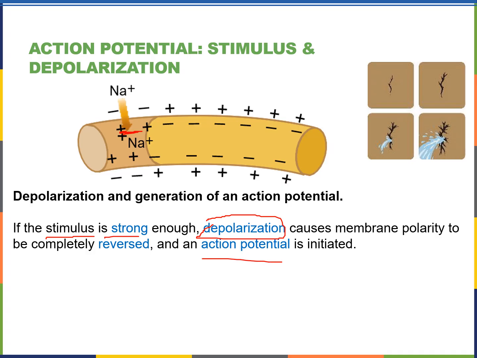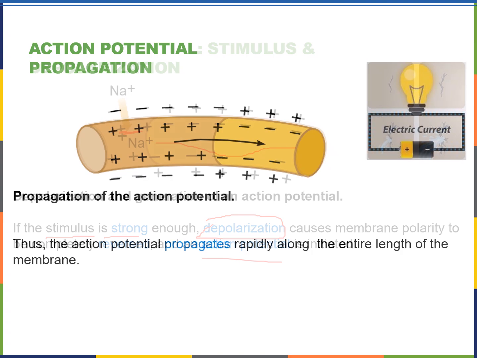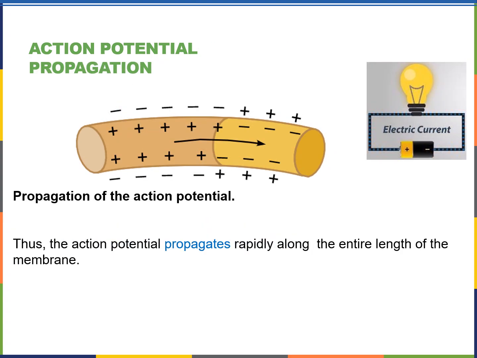Now the action potential has to travel. It has to travel along the length of the axon. So we have propagation then, right? Propagation means something moves slowly along a pathway. So this is what happens along the length of the axon. Sodium ions will come in.